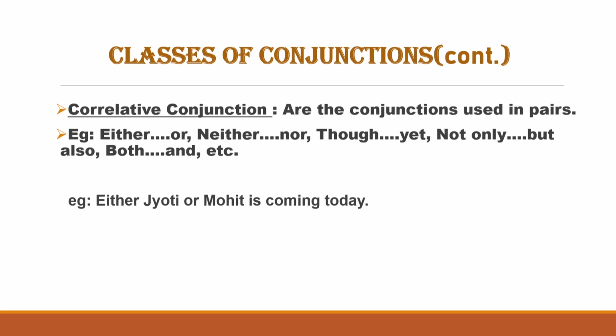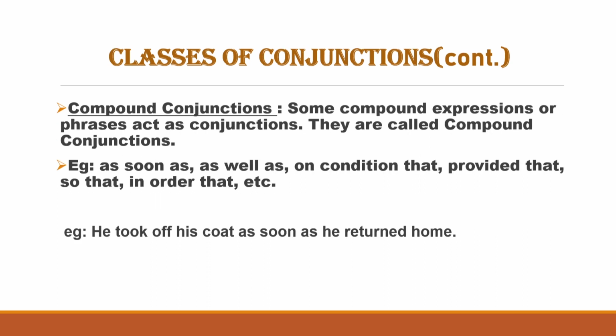Now moving on, next is correlative conjunctions. Correlative conjunctions are the conjunctions used in pairs. For example, either or, neither nor, though yet, not only but also, both and. For example, either Jyoti or Mohit is coming today.